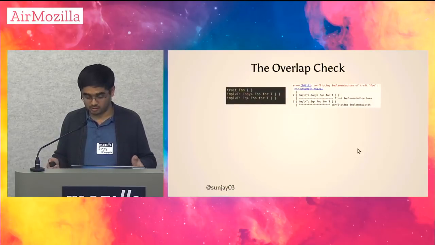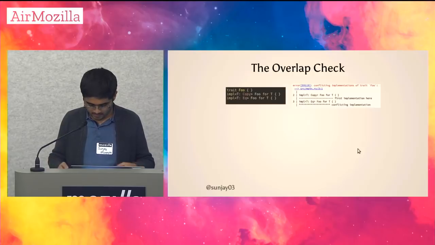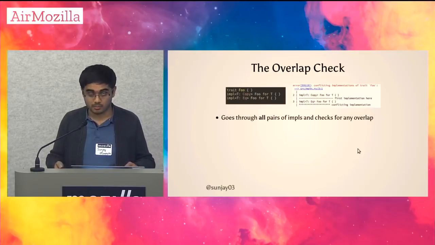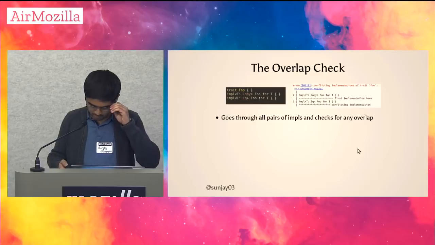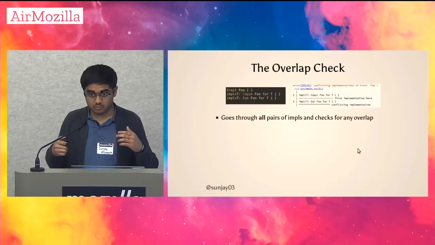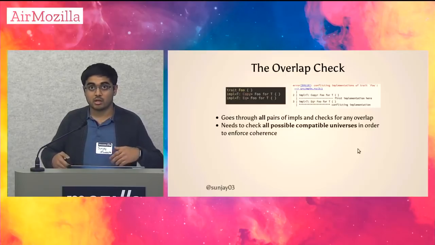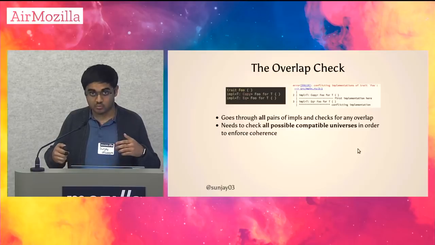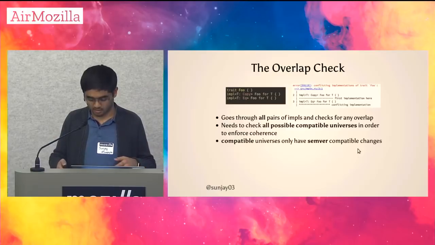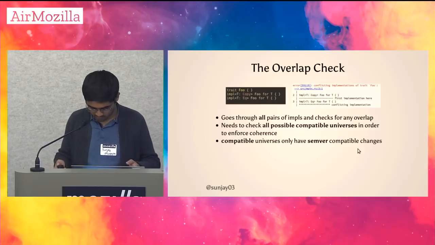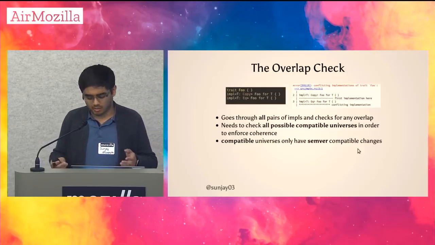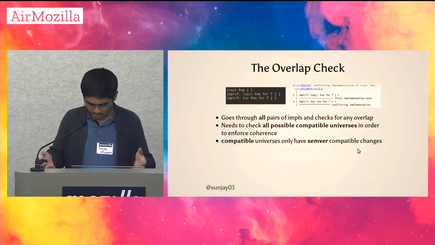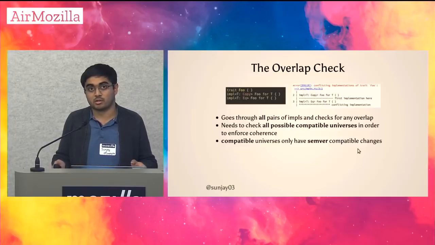The other part of coherence in Rust is the overlap check. This goes through all pairs of impls and checks for any overlap between them. The tricky part about this is that in order to enforce coherence, we have to be able to check all possible impls in the entire universe. In other words, we need to be able to check any impls that could exist in any compatible world. And the reason that we're only interested in impls in Semver-compatible worlds is because if we tried to just support everything, our rules would be way too restrictive.